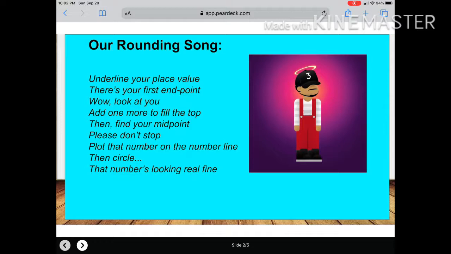Underline your place value. That's your first endpoint. Wow, look at you. Add one more to fill the top. Then find your midpoint. Please don't stop. Plot that number on the number line. Then circle. That number's looking real fine.